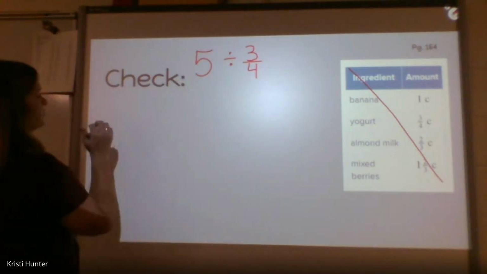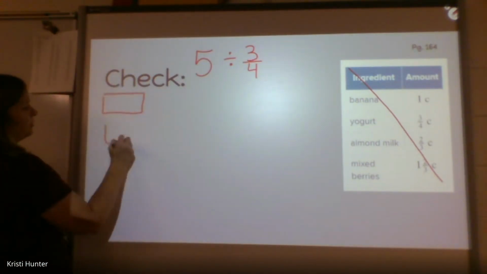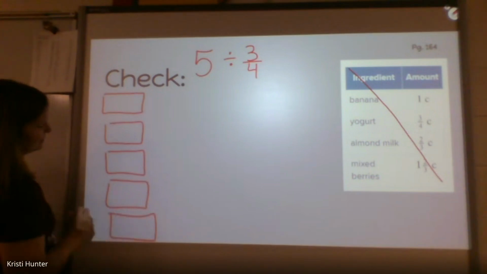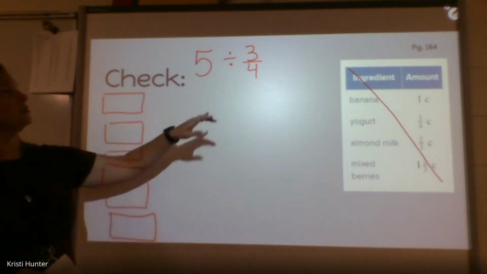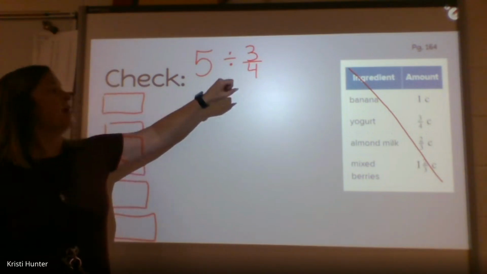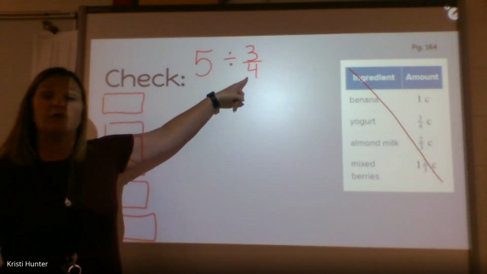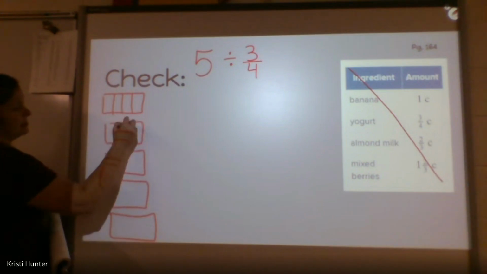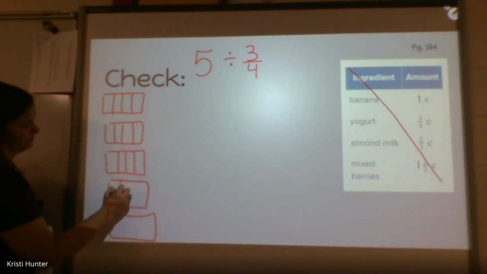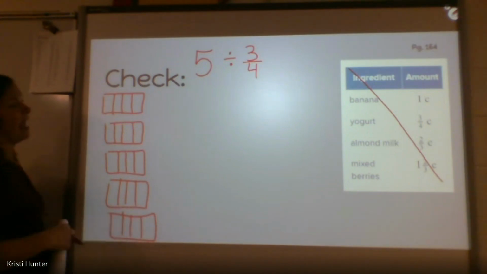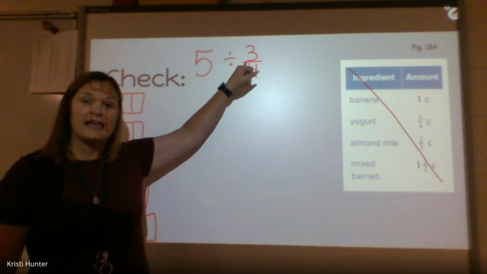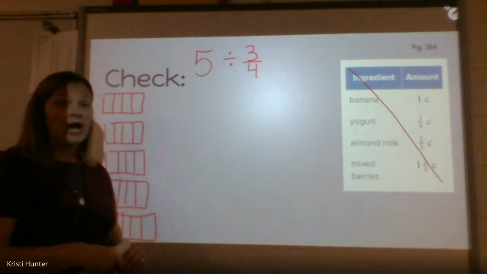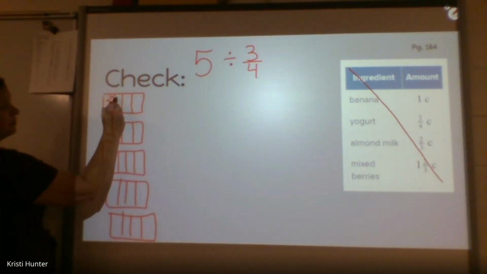All right, if you chose to draw pictures, you and your partner should have 5 rectangles. And according to my fraction, my rectangles need to be broken into 4 pieces. So I'm going to break each rectangle into 4 pieces. And then my top number says each group gets 3. So I'm going to color each group with 3.